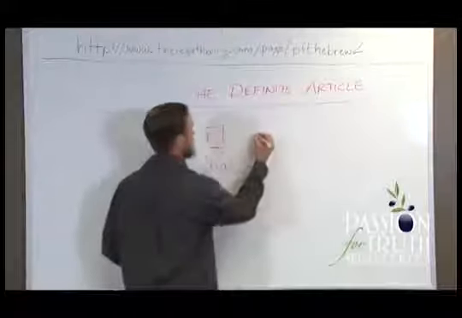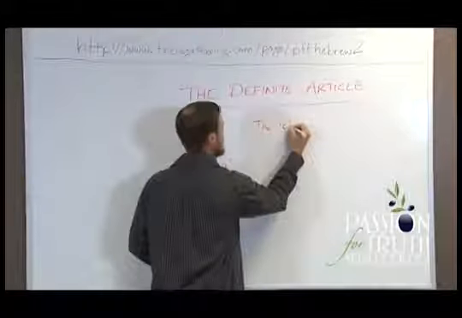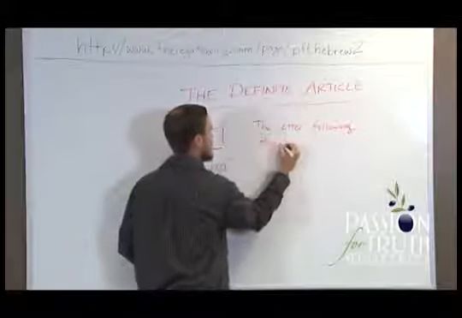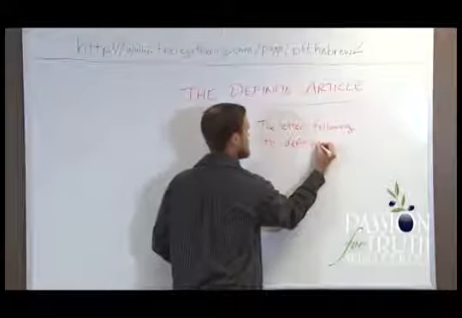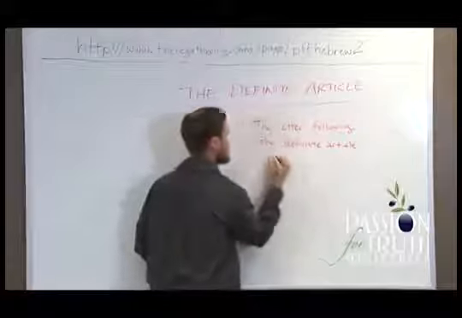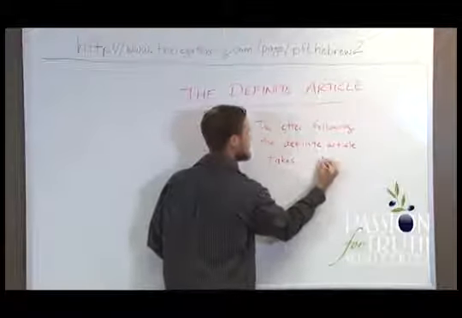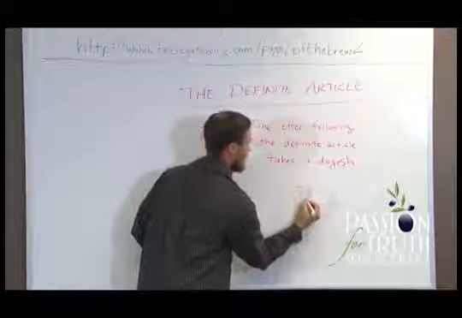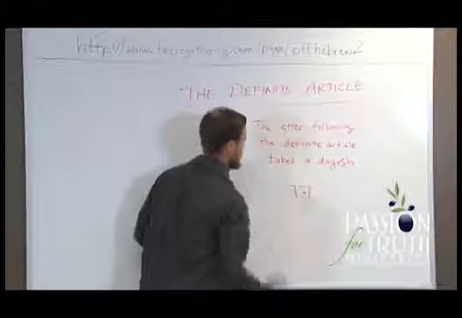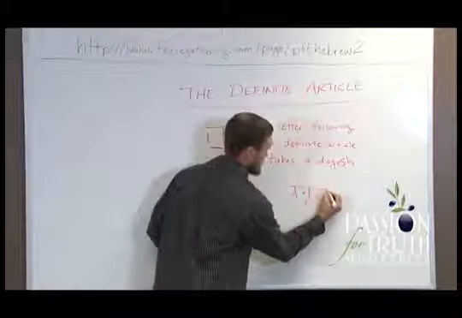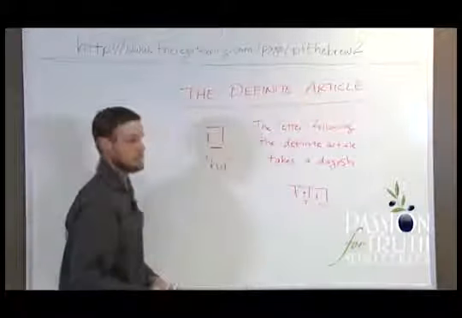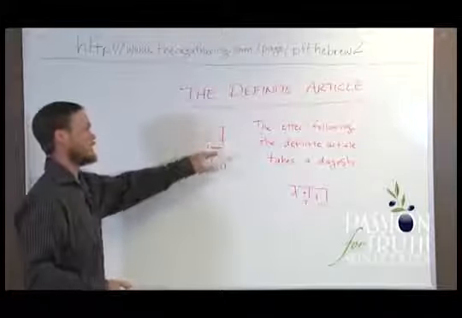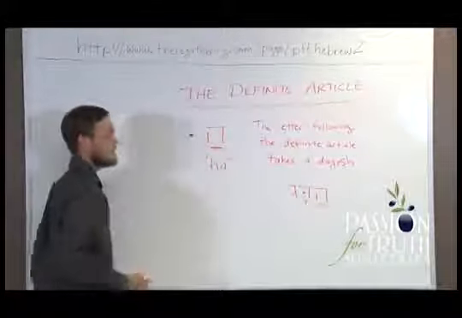And the letter following the definite article will take a dagesh. Okay? So, dog is already spelled with a dagesh in the dalet. All that's telling us about that word is that when we add the definite article, it's going to remain. Okay. But other words don't necessarily have a dagesh to begin with. So, hey with a patach and the letter following takes a dagesh.